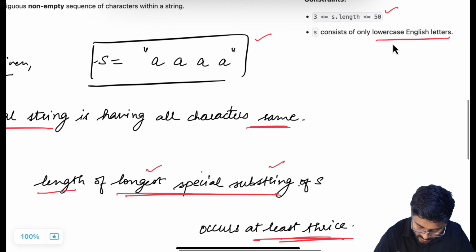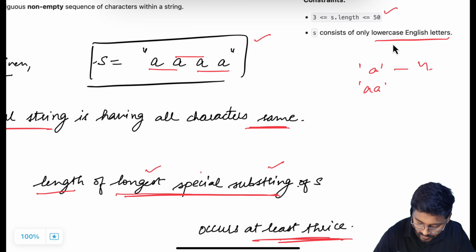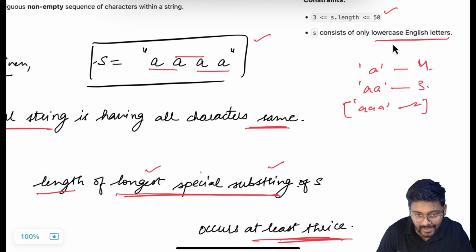the string. So let's say in this case, if I consider A as a substring, A is occurring 4 times. If I consider AA as a substring, AA is occurring 3 times. And what about AAA? AAA is only 2 times. So AAA is a special substring but not occurring at least 3 times. So we are discarding it.